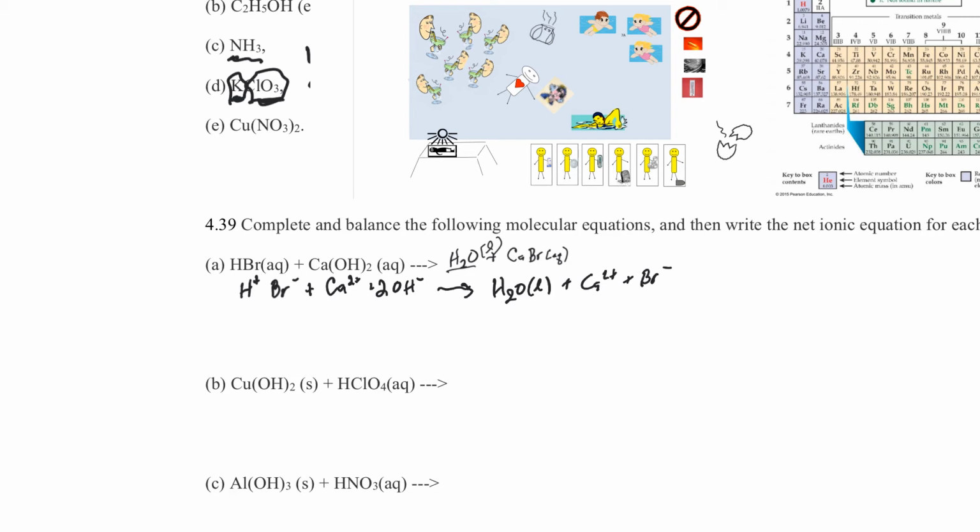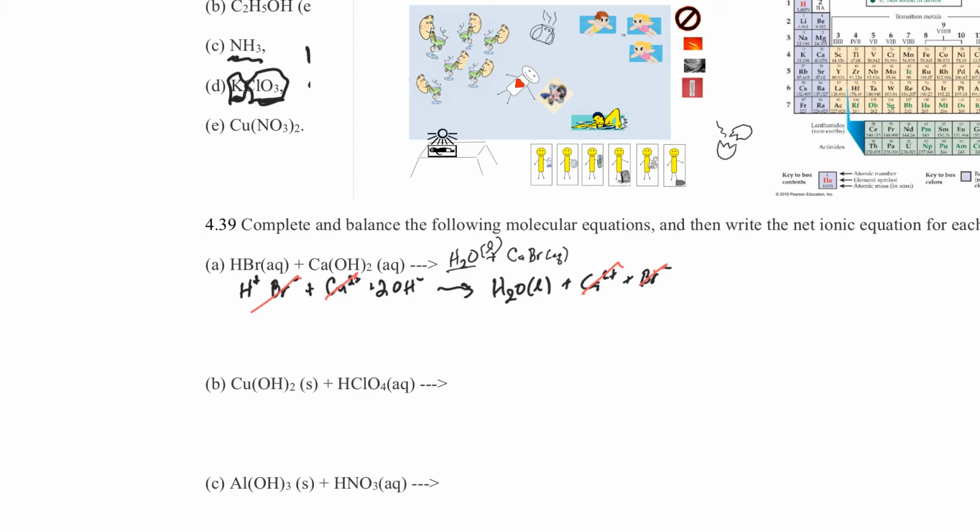What is the same on both sides that I can cancel? Right? I've got a calcium 2 plus and a calcium 2 plus. I've got a Br negative. I've got a Br negative. Those are called spectator ions. They are on both sides as ions. So they don't participate in the reaction. What's the reaction? The reaction is hydrogen, hydroxide coming together to make water.